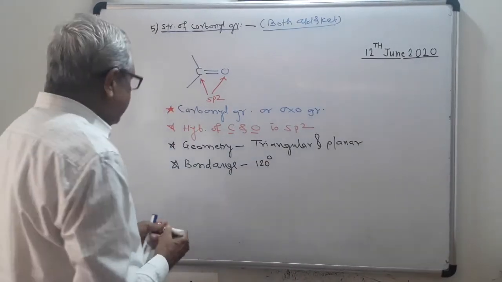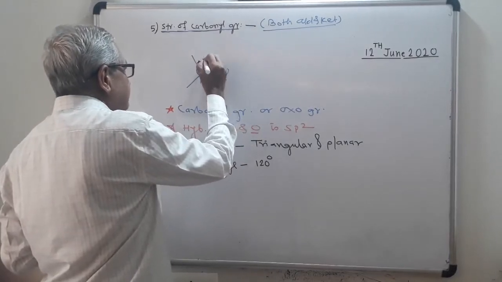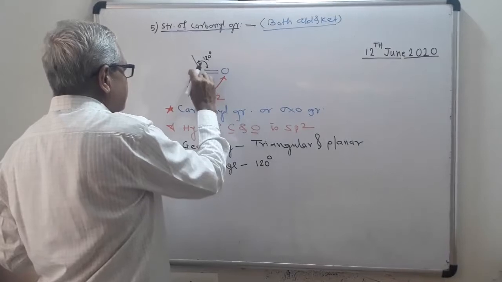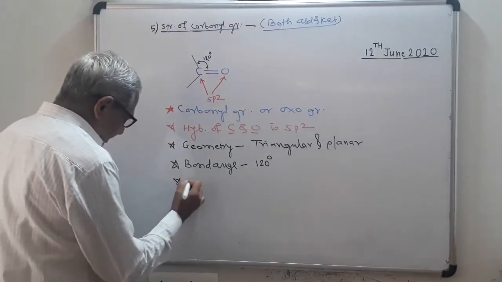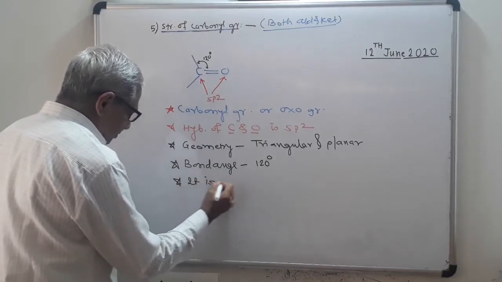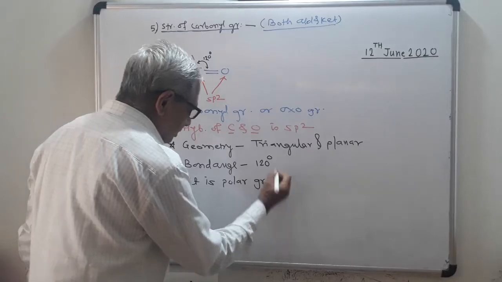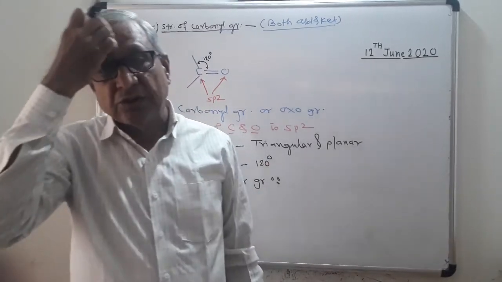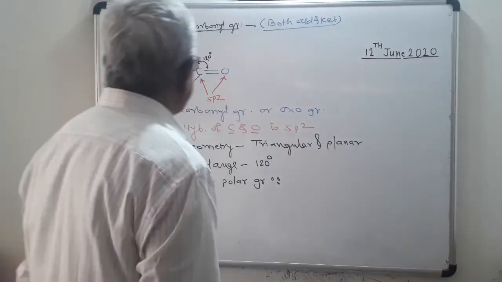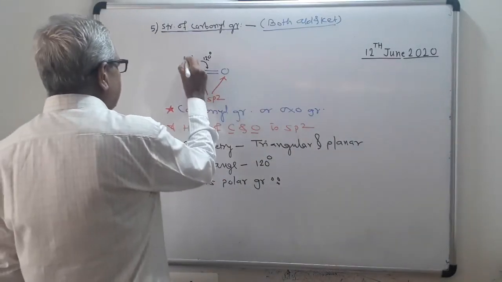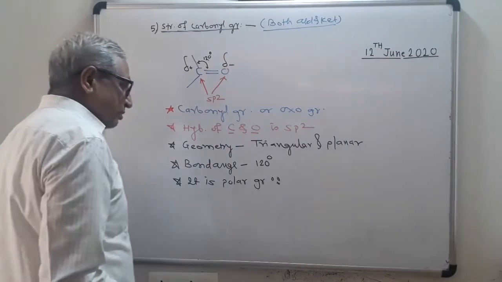Now see the bond angle here. This bond angle is also 120 degrees. This is also 120 degrees. Now polarity: it is a polar group because carbon is electropositive and oxygen is electronegative. Therefore, there is a partial polarization. Carbon will get delta positive charge and oxygen will get delta negative charge.